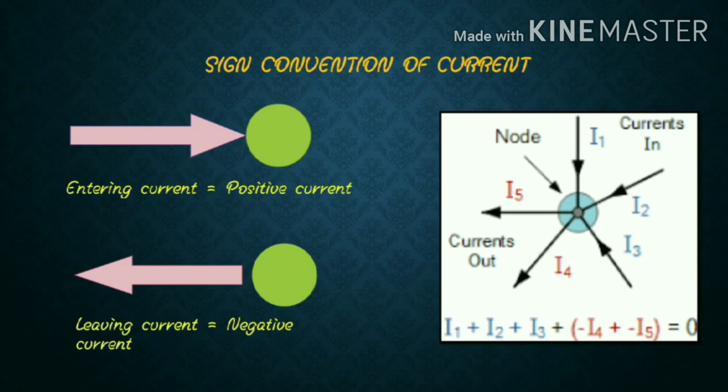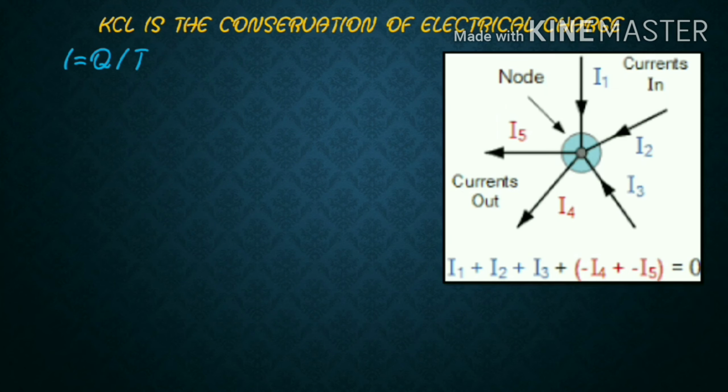Okay, you can see another picture. Some currents are entering, some currents are leaving. I1, I2, I3, these three currents are entering, you can see, and I4, I5, these two currents are leaving the node. So we can say according to the KCL law, I1 plus I2 plus I3 will be equal to I4 plus I5. This is the equation.